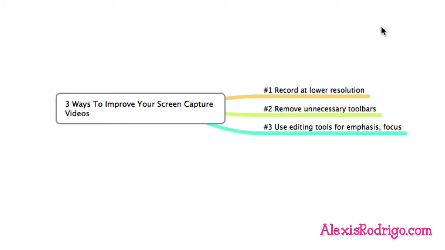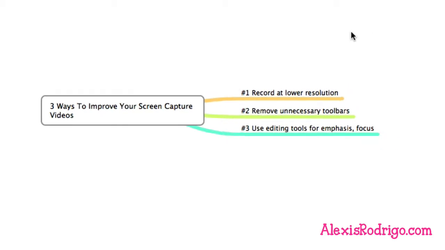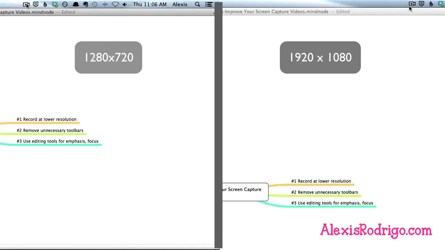Now to compare, I'm going to show you side by side what my screen looks like when it's recorded at 1280 by 720 versus the full resolution that my computer monitor is usually set at. As you can see, when I record at the highest resolution, which is 1920 by 1080, all the different elements of my screen are smaller than when I record at a lower resolution of 1280 by 720.